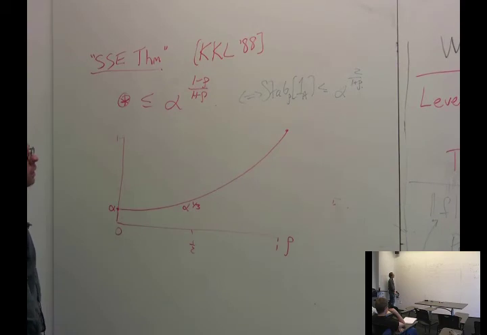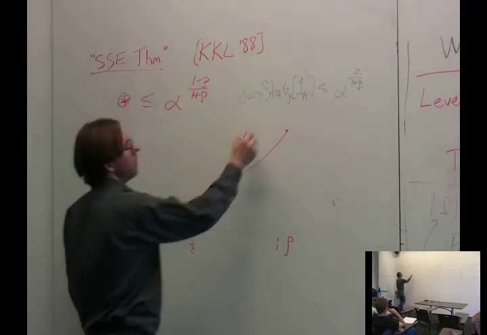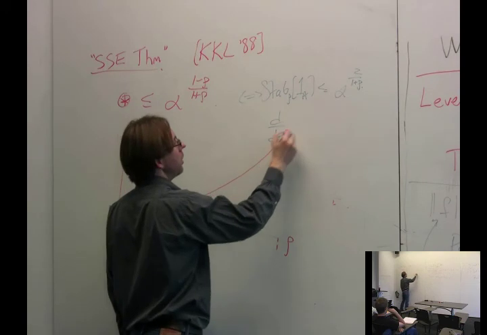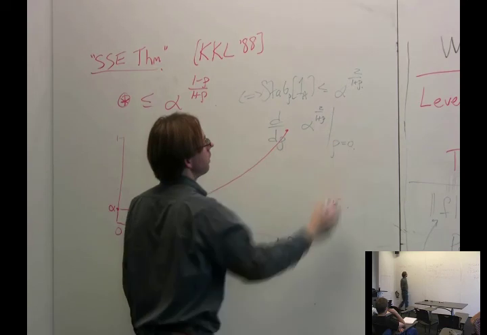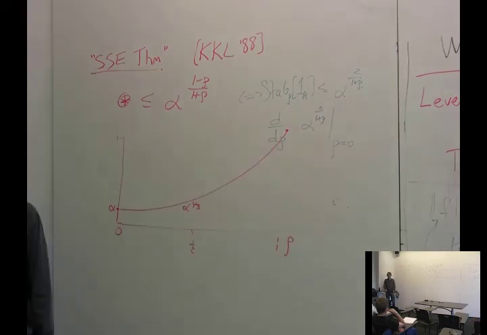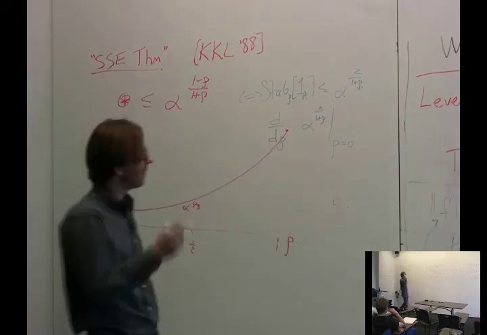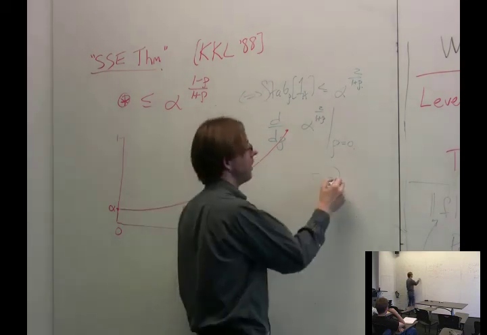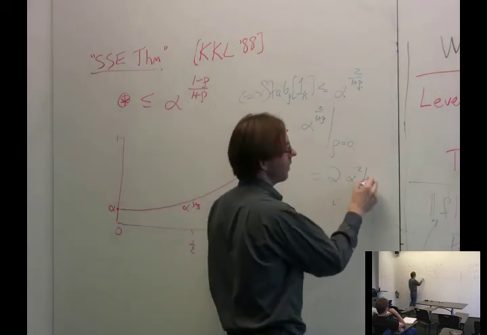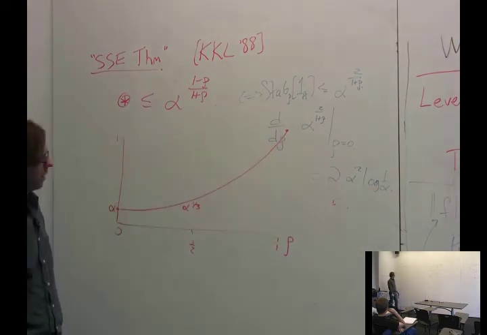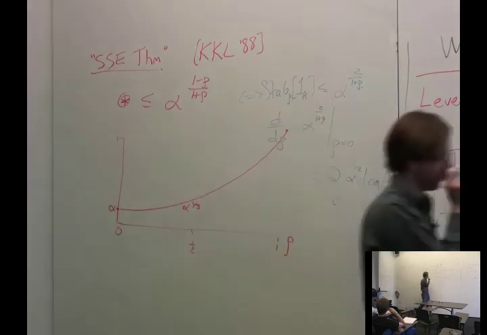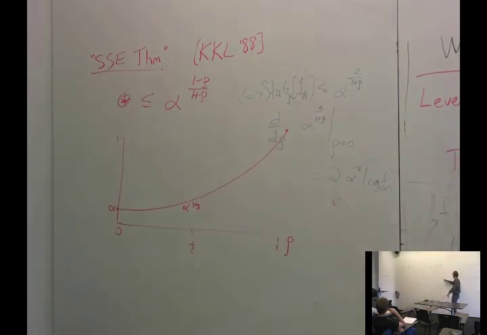So can anybody differentiate that? I cannot. Can anybody do d by d rho of alpha to the 2 over 1 plus rho, evaluated at rho equals 0? Anybody have a computer? Okay, anyway, let me think about it. Oh, you get 2 alpha squared log 1 over alpha. Maybe ln? Either log or ln, I'm not sure. Anyway, so you can actually get an explicit constant here. Actually, the sharp constant is 2.